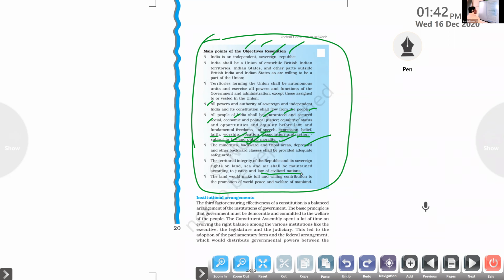The land would make full and willing contribution to the promotion of world peace and welfare of mankind. So the country will stand for improving the welfare of the entire world. These are the points included in the objectives resolution by Jawaharlal Nehru, and all these things are mentioned in the constitution, which safeguards all these provisions.